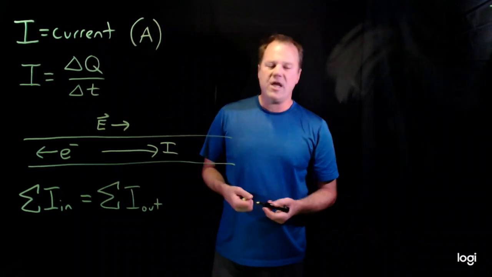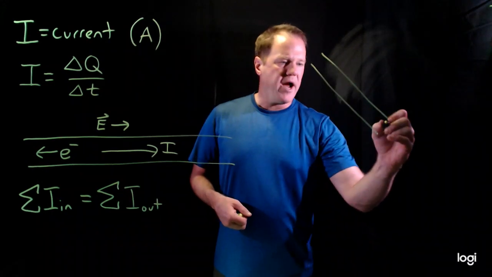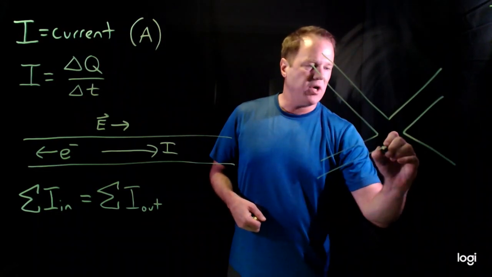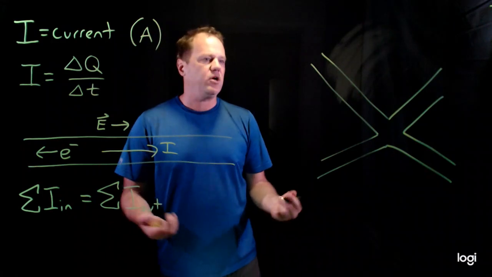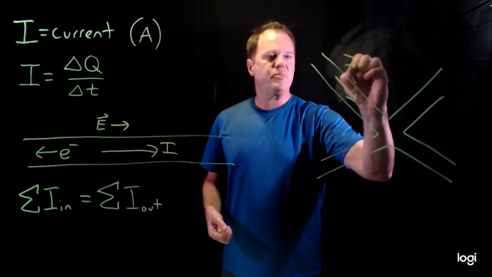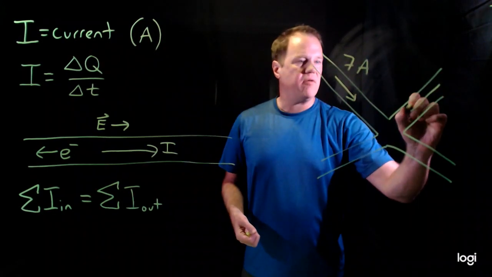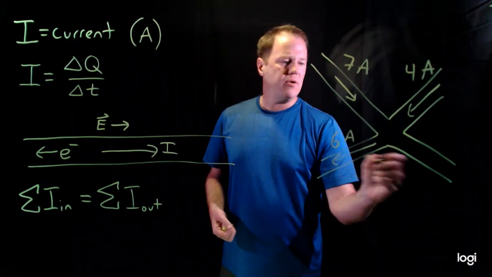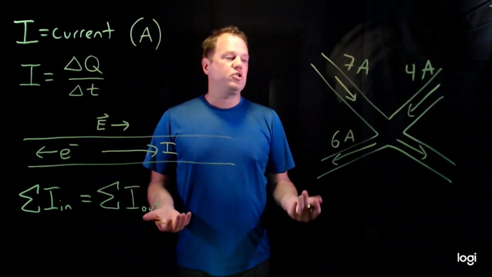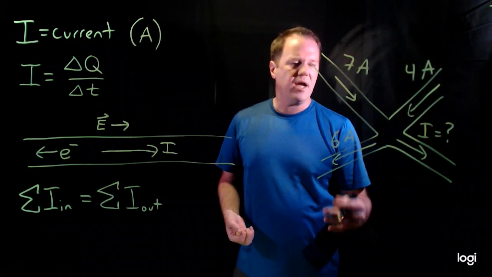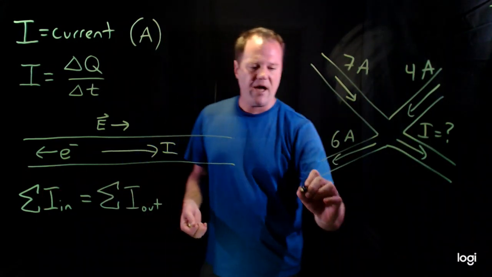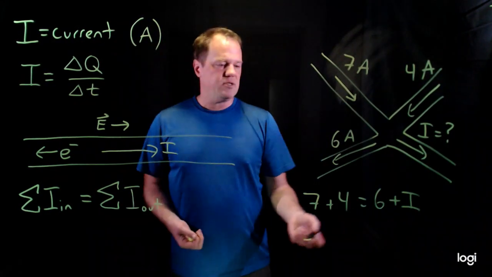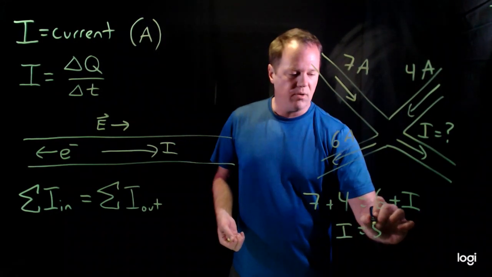And so let's just make up a problem here. Let's say I've got a wire here, a wire here, a wire here, and a wire here, all of which are either bringing in current or taking away current. And let's say that we have 7 amps coming in this way, and 4 amps going in this way, and then let's say that I have 6 amps going out this direction. Let's calculate how much current is going in this particular direction. Following this rule, we would have 7 plus 4 equals 6 plus the unknown current going out, and so pretty simple math here, I would equal 5 amps.